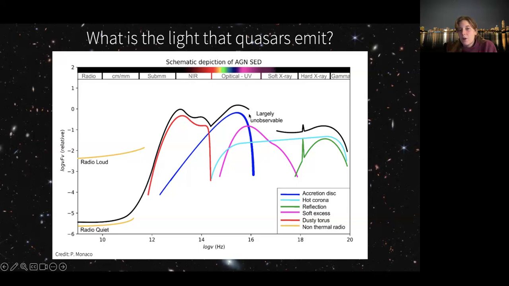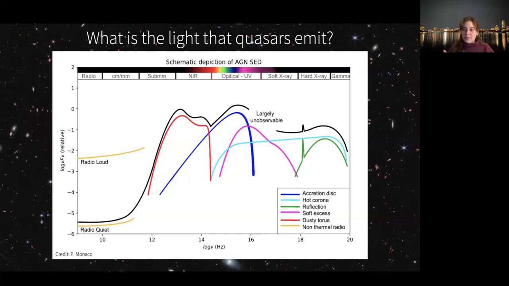But if you go to more energetic, shorter wavelength radiation, say the near infrared or the optical UV, you start seeing other things. This is going to be relevant for what I'm going to talk about a little later. This blue line is coming from the accretion disk. Remember, I showed you an artist's depiction of the accretion disk around the black hole earlier. There is structure around the quasar with a lot of plasma, immediately in the vicinity of the black hole and being actively consumed by it.